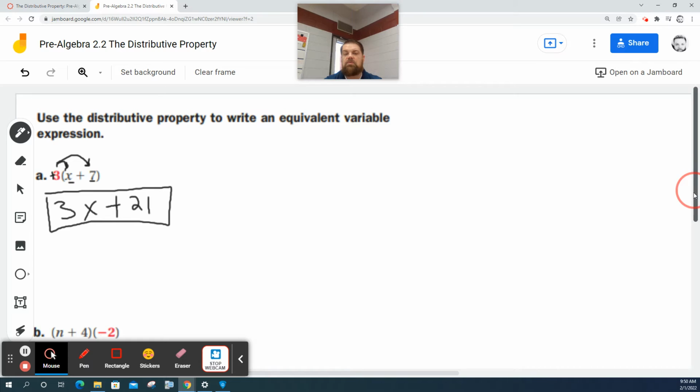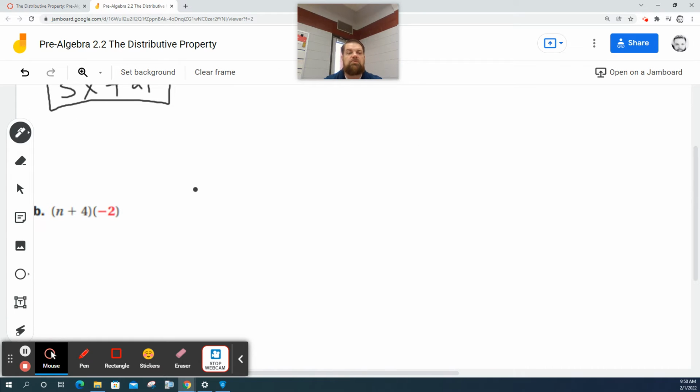Let's move on to the next one. This one, they have it written kind of backwards. This is a pretty new thing that you run into. So what's negative 2 times n? Same thing. I've got negative 2n. I still have to distribute that 2 through the parentheses.